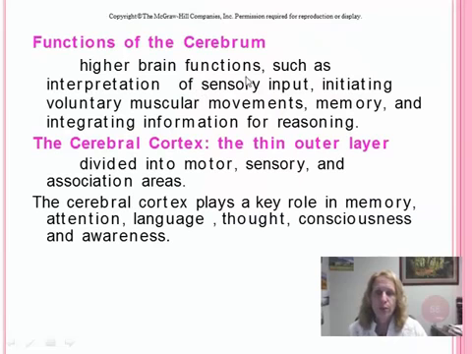The cerebrum is important in our higher brain functions: sensory input, voluntary muscular movements, memory, and integration. The cortex, remember that thin outer layer, is divided into three main areas: motor, sensory, and association. That cerebral cortex is very important in memory, thought, consciousness, awareness, attention, language.